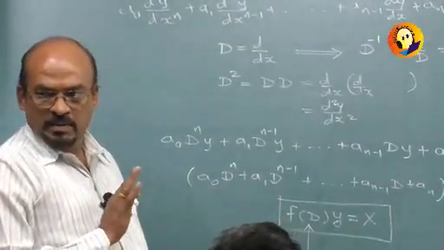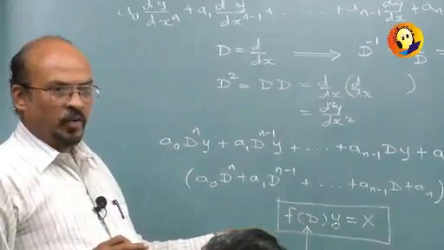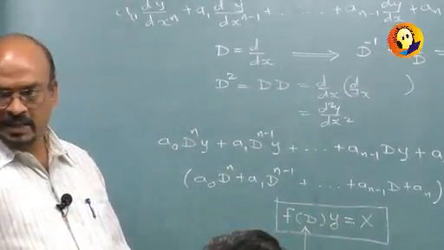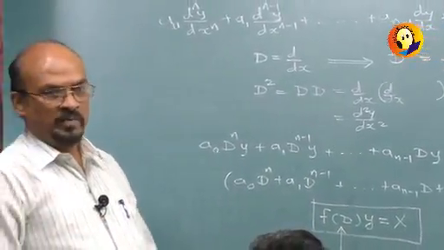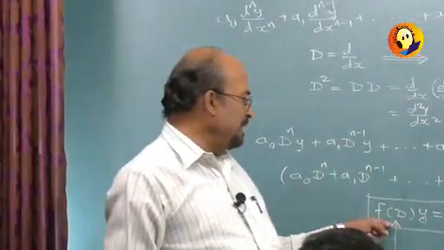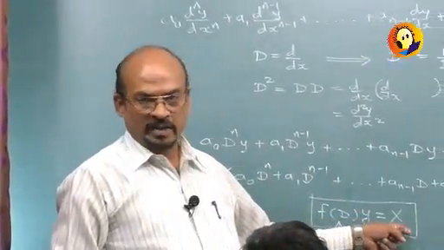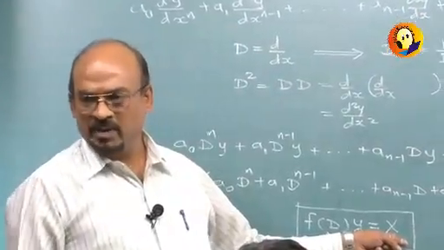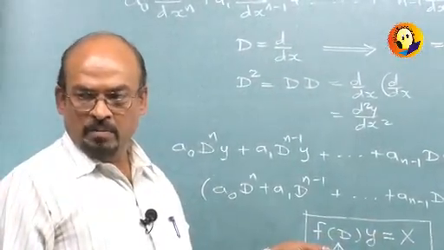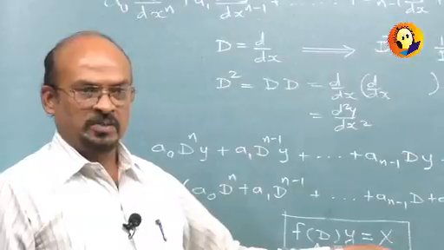Any doubt in this? Simple concept. This is the form useful for your online exam. What is the general form of differential equation? They can always say it is f of d operating on y equal to phi of x, phi of small x, means any function, where f is polynomial and phi is any function.